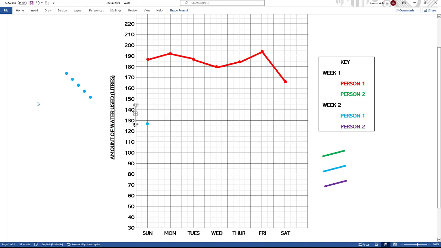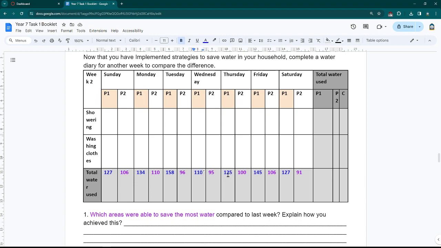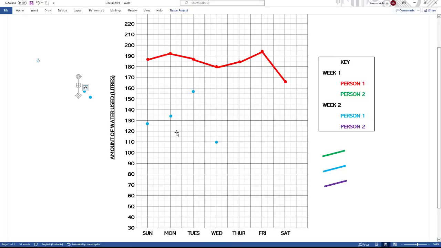My next number is 134. So if I come up the side, 134 is roughly there. Next one's going to be, let's have a look, 158. Oh, we come up high. 158 is about there. Down to 110. Whoa, right down to 110. Keeping in line. I'm good at keeping this lined up, but you need to definitely make sure that you're not getting this all squished up and out of whack, because then you're gonna have to just reprint and restart, and it's a nightmare. Thursday's 125, which is about there.